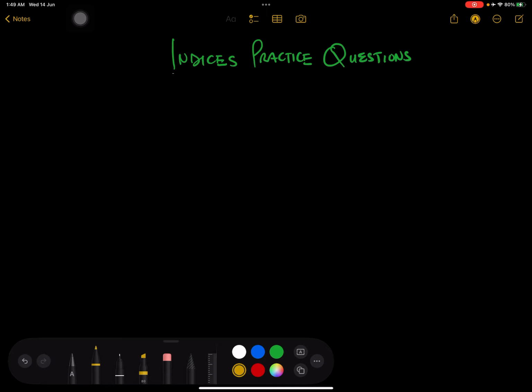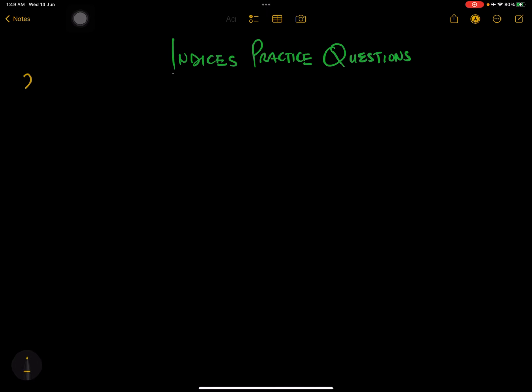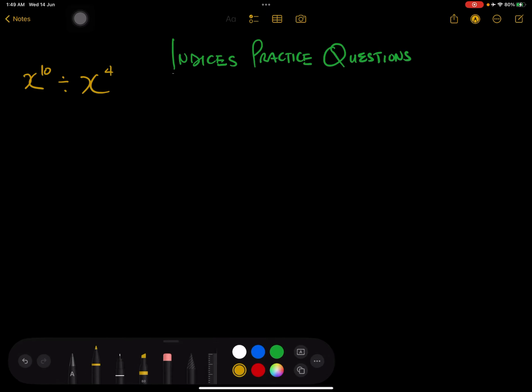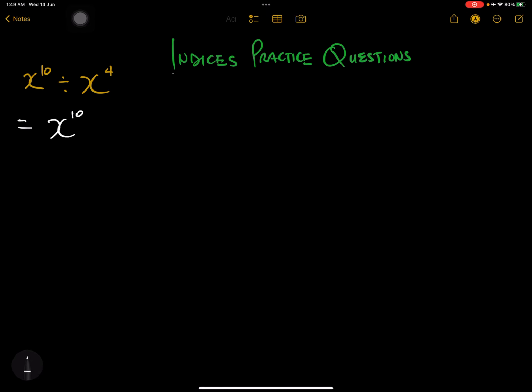So there's a problem here. We have x exponent 10 divided by x exponent 4. I don't know whether you can remember. We can rewrite this as x to the power of 10 in the numerator, and in the denominator you have x to the power of 4. And then we're going to apply the rule. Now remember that because the bases are the same, the x here is the same as the x there, we're going to subtract the powers. So we're going to have x to the power of 10 minus 4.